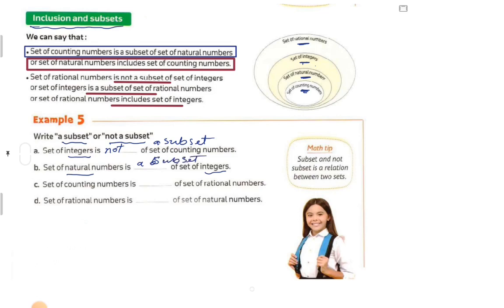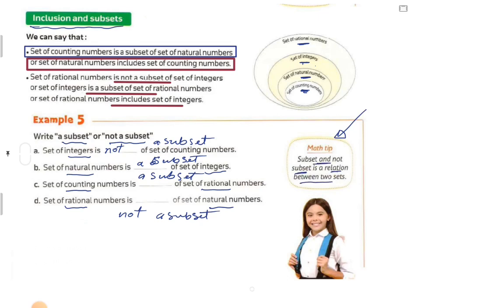Set of counting numbers and set of rational numbers. Counting numbers are a subset of rational numbers. Rational numbers and natural numbers. Is the set of rational numbers part of natural numbers? Of course not. So we say that the set of rational numbers is not a subset of the set of natural numbers. So we use subset and not subset.